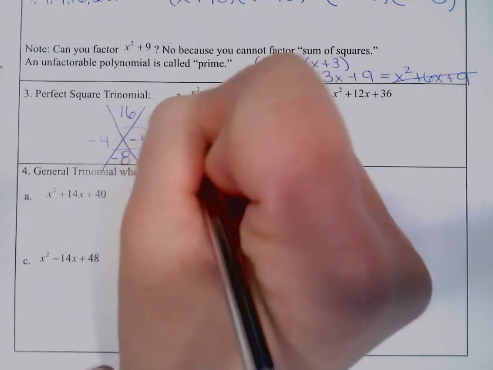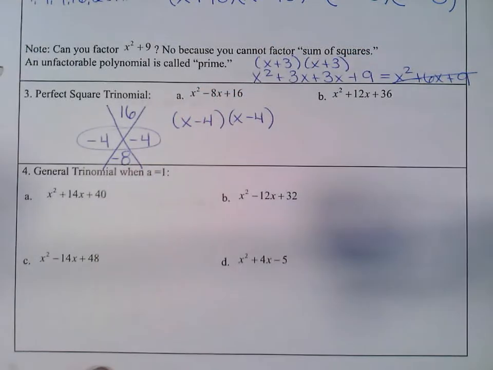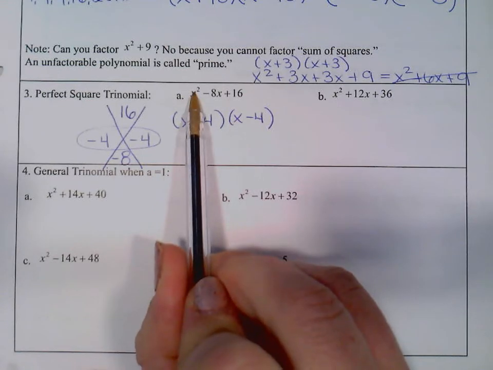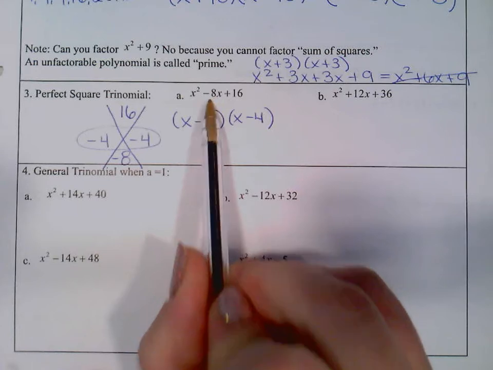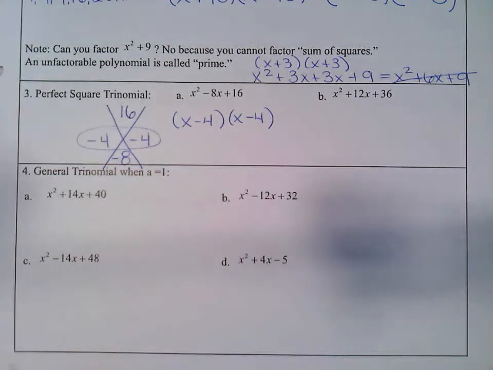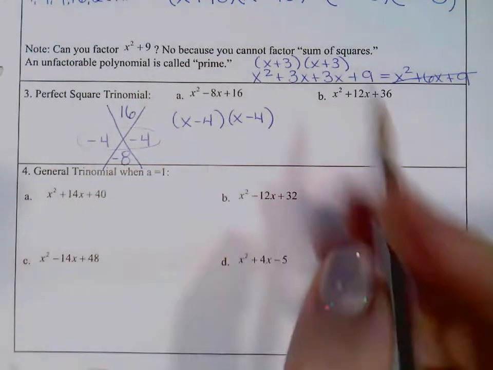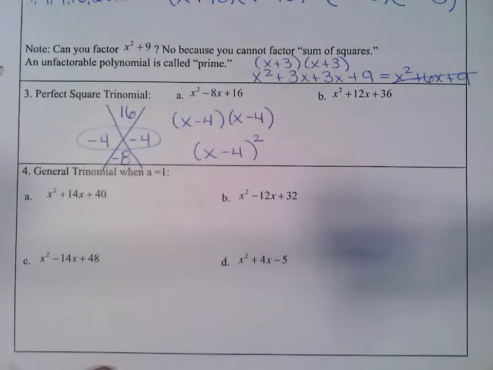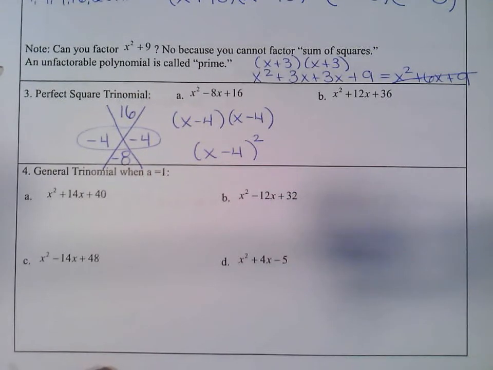So your factors are x minus 4 times x minus 4. See how when you FOIL that back out, x times x is x squared, -4x plus -4x is -8x, and -4 times -4 is positive 16. A perfect square trinomial can be written as just that one factor squared. Either way, to write your final answer is fine.